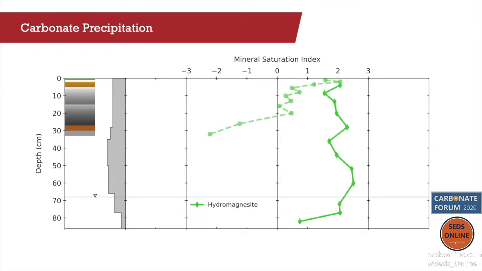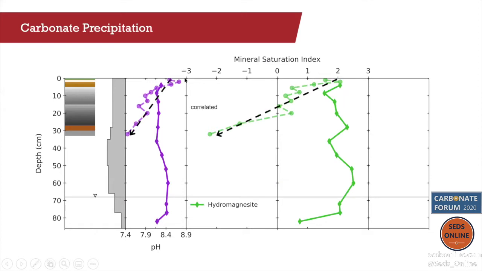So we have hydromagnesite. In both sites at the surface, it's fairly supersaturated, and for the whole depth of the mound site, it remains supersaturated, whilst in the wetland site, it becomes undersaturated with depth, indicating possible dissolution. You can see that in both cases, this correlates strongly with pH, which is more variable in the wetland site, hence the more variable saturation index.